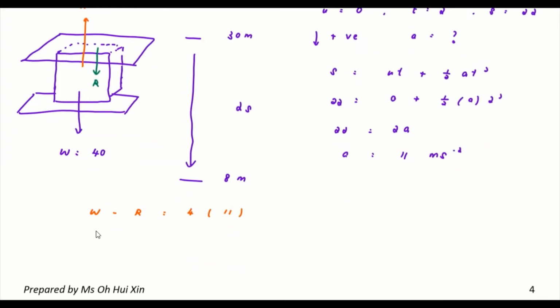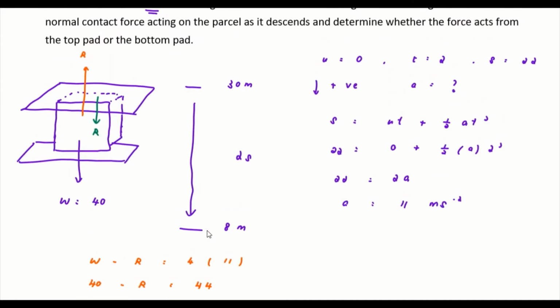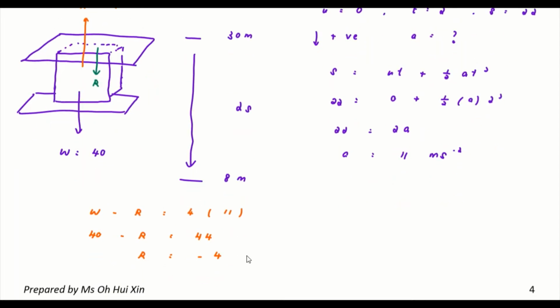Okay, so now let's try to substitute. So 40 minus R will be equal to 44. So that's why I will get my R will be equal to -4. Okay, so you see, my R here is -4. So what does that mean? It means I can always change the direction, right? If you can remember in the resultant, if our resultant is negative going up, it's the same thing also. If I say R equal to 4, then I try to change the direction going down. Okay, because -4 is going up.